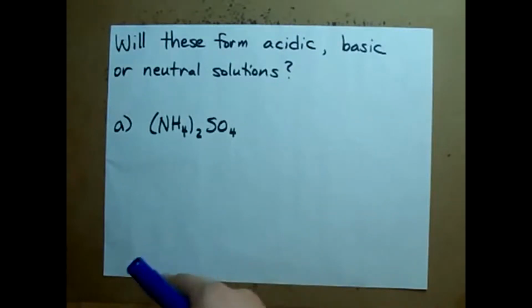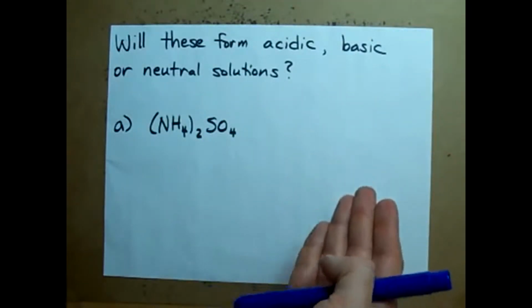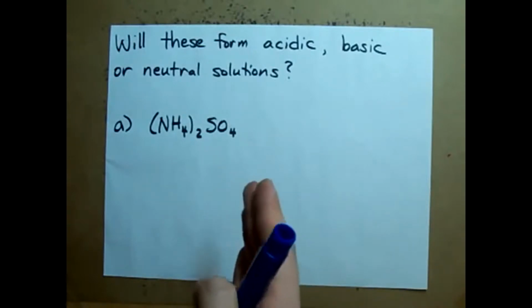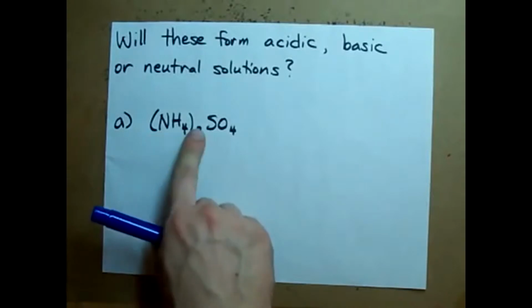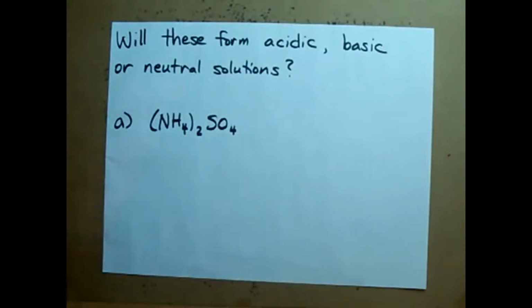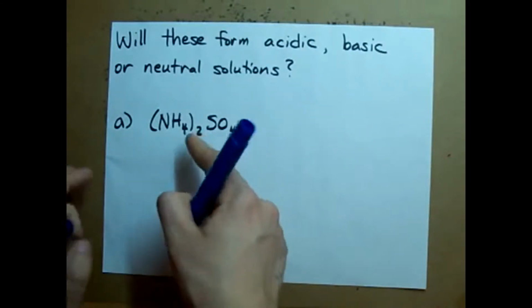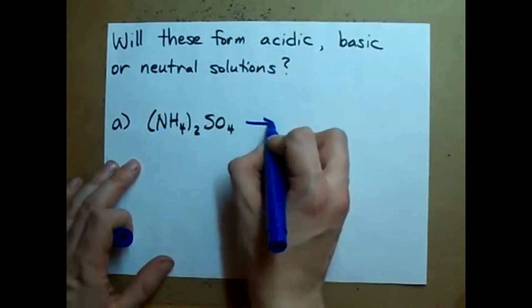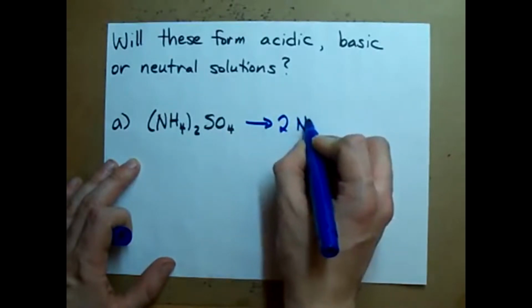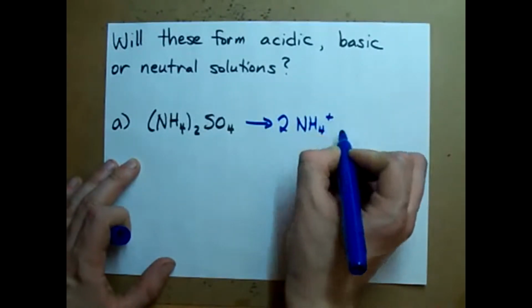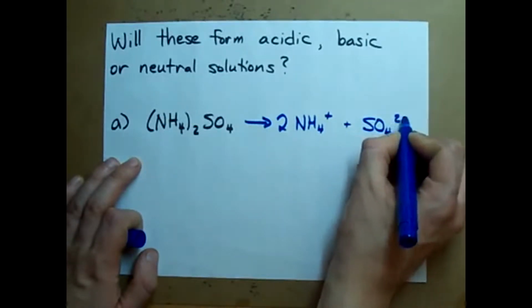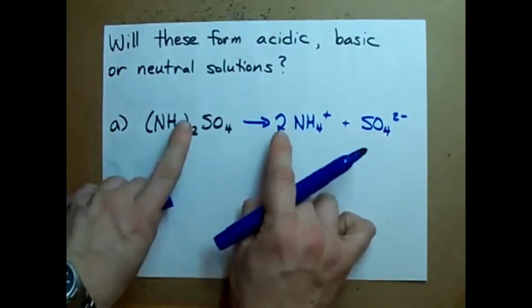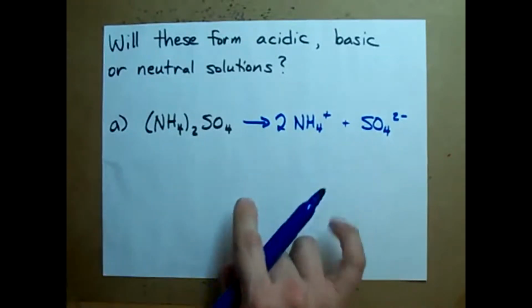The trick is to figure out which ions the salt breaks into and whether each of those ions is acidic or basic. For example, will ammonium sulfate be acidic, basic, or neutral when it's in solution? Well, when this breaks up in solution, it makes two NH4+ ions, and it makes an SO4 2- ion. Notice that I broke it up into its constituent ions.